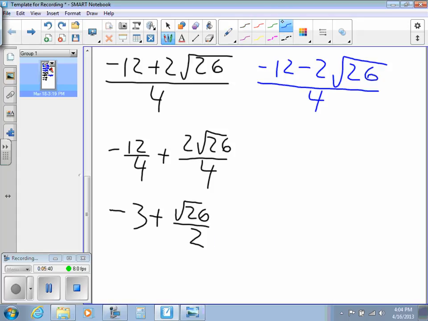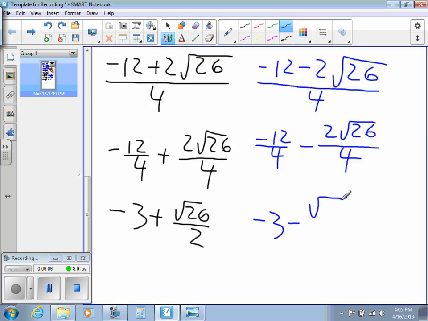And now over on this side, we're going to do the same thing. We're going to break it into 2 fractions. Negative 12 over 4 minus 2 times the square root of 26 over 4. And then we will reduce that, giving me negative 3 minus the square root of 26 over 2.